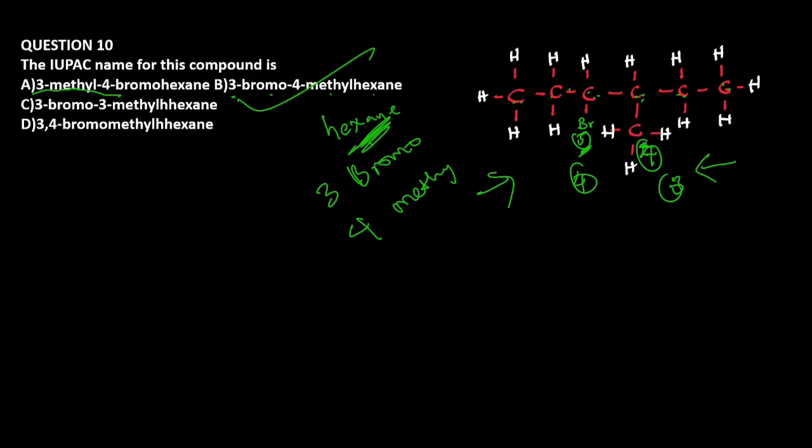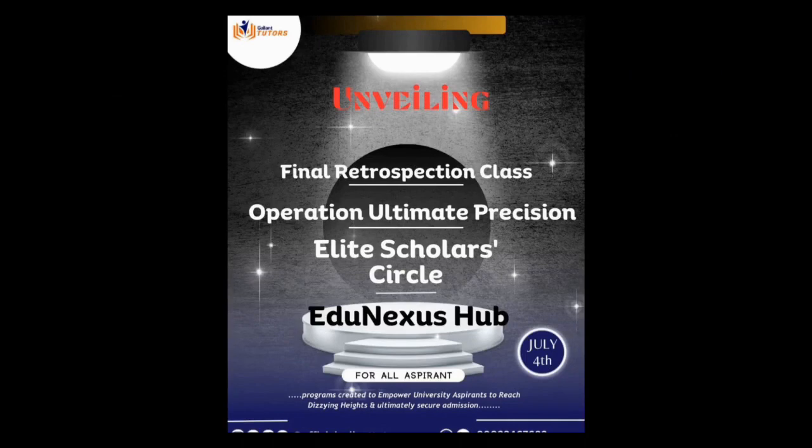Right? So this program is mainly for post-UTME students. If you're a post-UTME student, you're welcome. So we unveil some of the programs we'll be offering. The first one, I'll start from here, is Edu Nexus Hub. The second, Elite Circle, or Elite Scholar Circle. Then Operation Ultimate Precision. And the Final Rectification, the retrospection class, I mean to say. All these programs are important, but you must not be in everything. Just follow me as I explain each and every one of them.